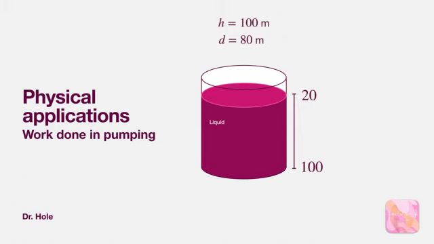Okay, so for this particular tank, let's assume that the height is 100 meters, that the depth of the liquid is 80 meters, meaning that the surface of the liquid occurs at a depth from the top of 20 meters, and that the bottom of the tank is 100 meters from the top. Very good.